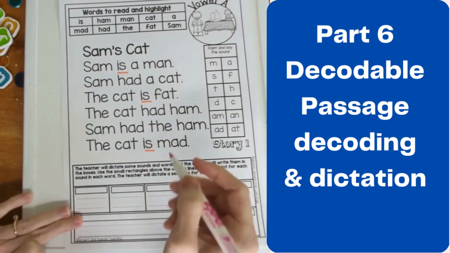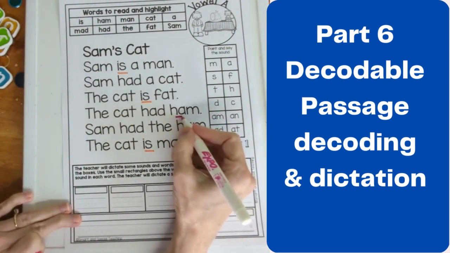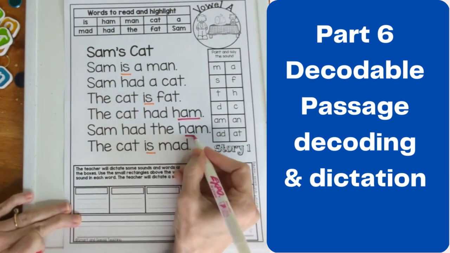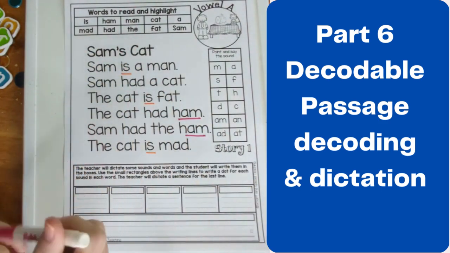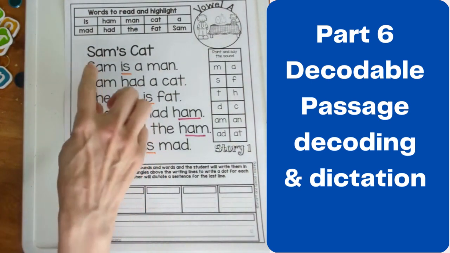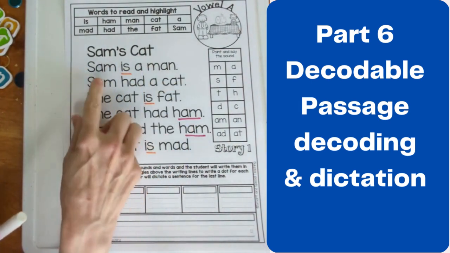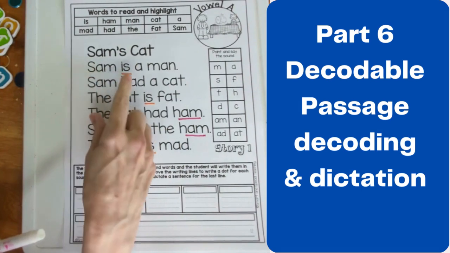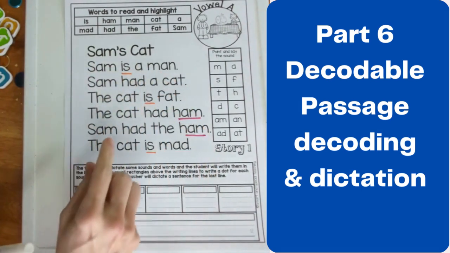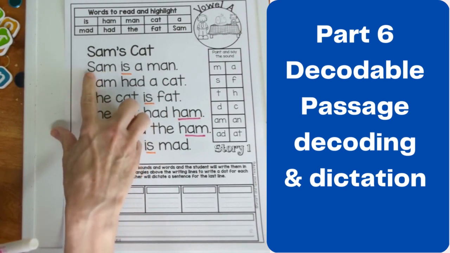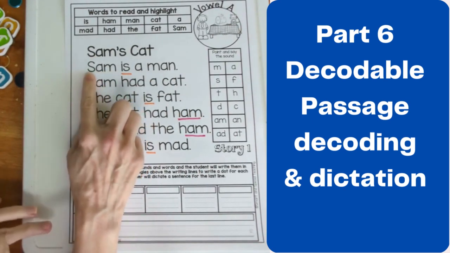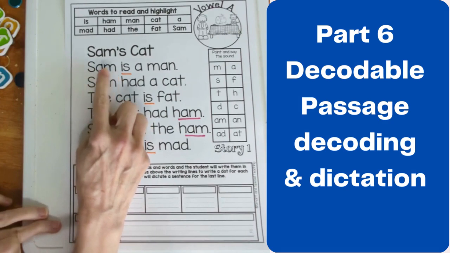Find it in the story. Underline it. Ham. And then we find the next one and we do it. So we're going to go through, we're going to highlight our words, and then we're going to read the story. Sam's cat. And we're going to read Sam is a man, and if they have to sound everything, that's totally fine, but make sure when you're sounding, you are saying Sam.